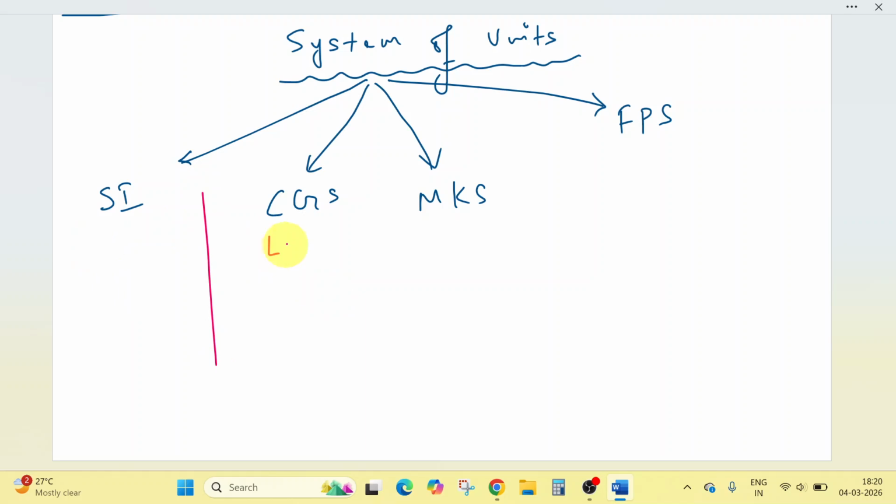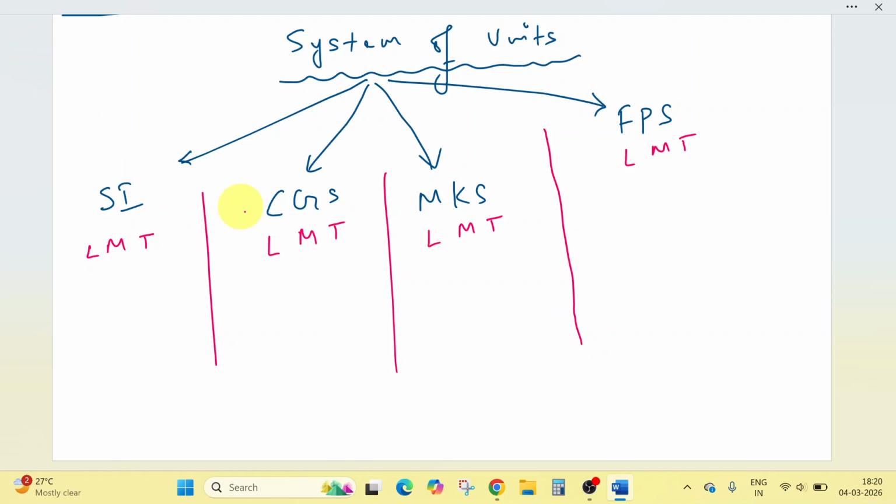See, it is LMT: length, mass, time. In all the units, what is common? The time is in seconds. Here L is C, C for centimeter. M is mass, G for gram. Mass is gram. T for time, and S is written as seconds.